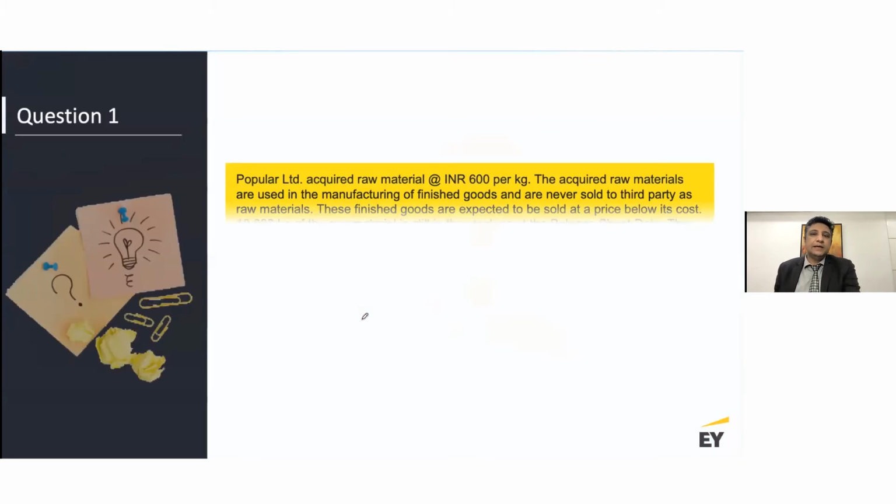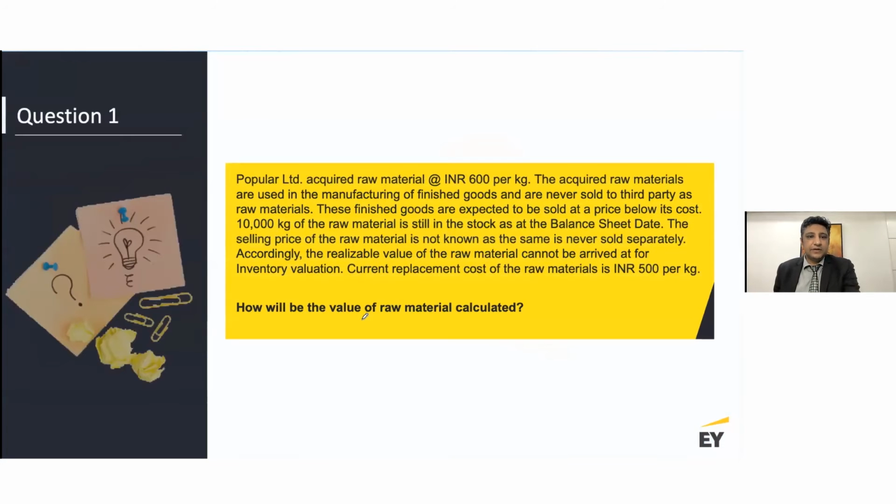Okay. So what we have got is the question in front of us where it's provided that there's a company called Popular Limited that acquired raw materials at 600 rupees per kg. Now, this would be my cost of the inventory. The acquired raw materials are used in the manufacturing of finished goods and are never sold to third party as raw materials. Of course, raw materials are meant for self consumption.